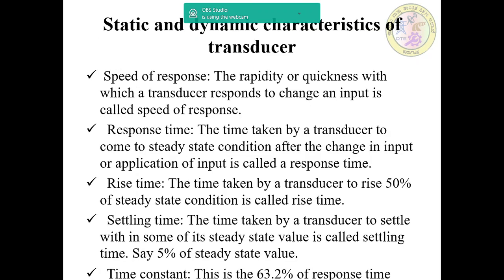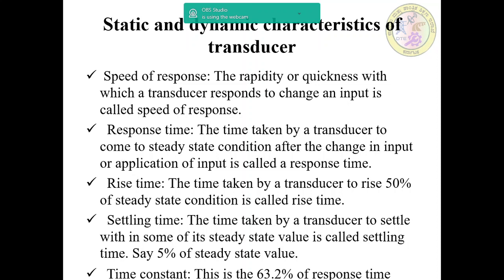Next we'll go for static and dynamic characteristics of a transducer. First we'll discuss static as well as dynamic characteristics. The behavior of a transducer under steady state condition is called static characteristics. That is, the transducer has settled down after receiving some input. The behavior of a transducer between the time that the input value changes and the time that the output settles down to a steady state condition is called dynamic characteristics.